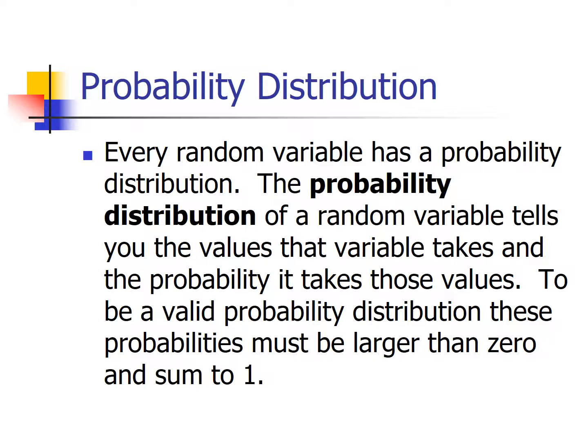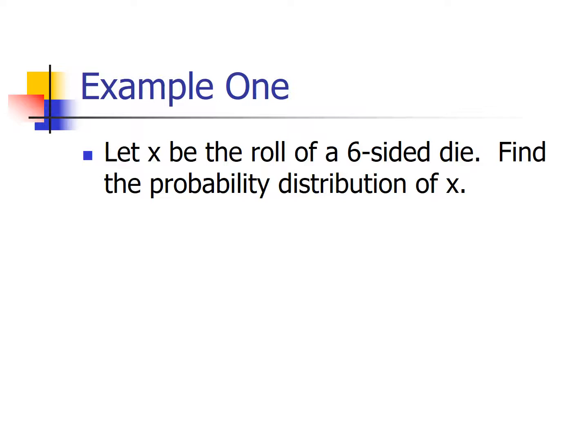The probability distribution of a random variable essentially tells us the values that the variable takes and the probability, the likelihood, that it takes those values. Now, to be a valid probability distribution, these probabilities must be larger than 0. They can't be negative. And they have to sum or add up to 1. So, we'll start with an easy example. Let's say that X is the roll of a 6-sided die. Let's go ahead and find the probability distribution of X.